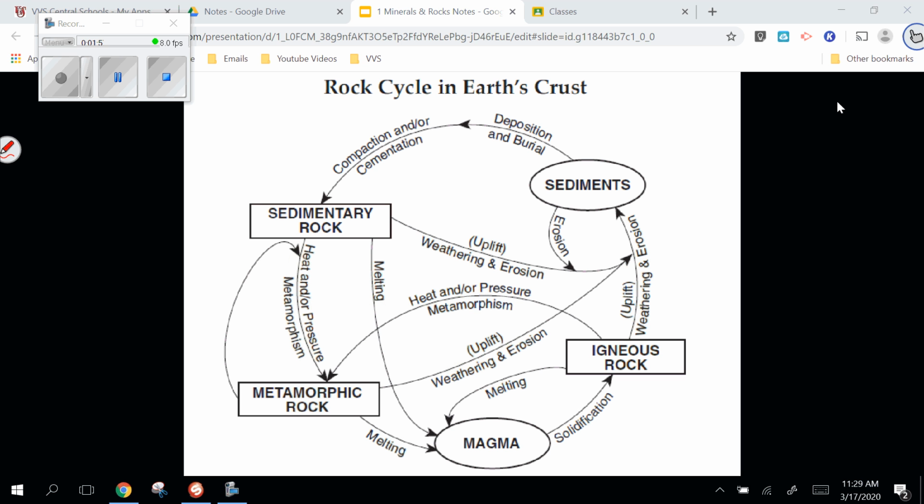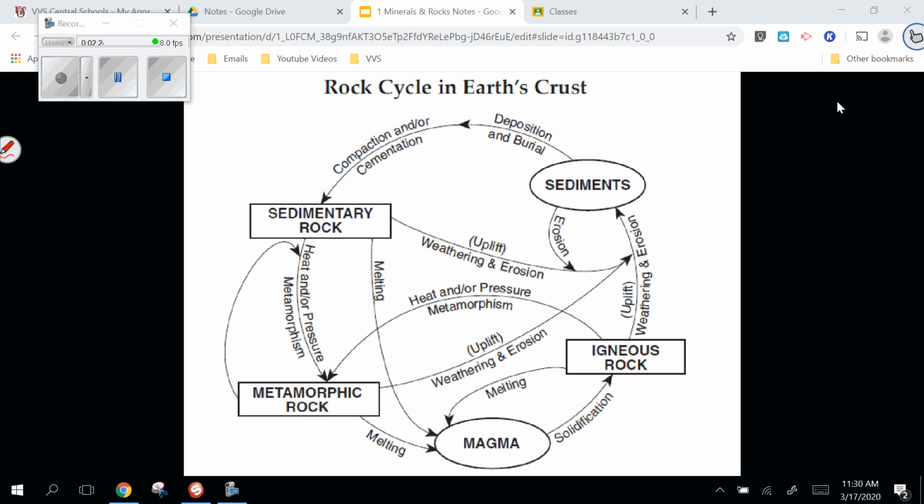If you have a metamorphic rock, you can melt it into magma to create an igneous rock. You can weather and erode it to create sediments, to create a sedimentary rock, or, this is the only one that you can directly turn from itself into another metamorphic rock. All right? It doesn't have to go through an intermediary step. All right? So remember, the arrows are the processes that they go through.